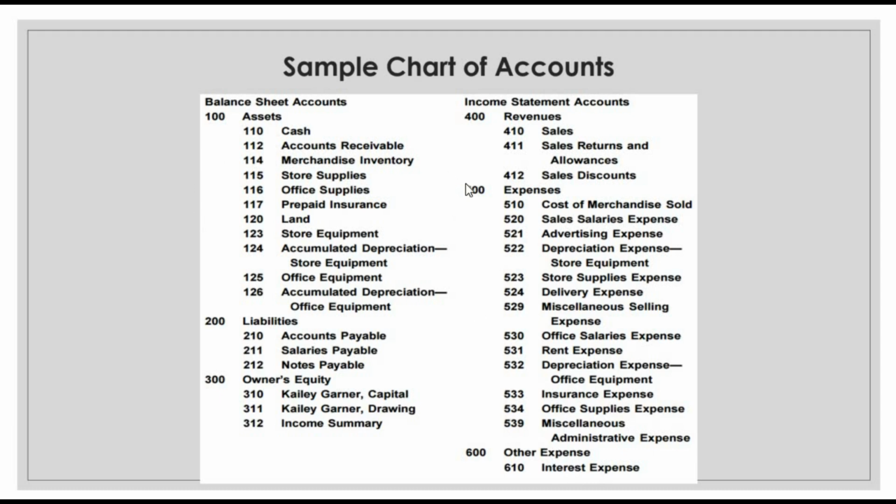Okay? So, again, the chart of accounts can differ from one company to another, except for those companies that have a prescribed chart of accounts, as I've mentioned earlier.